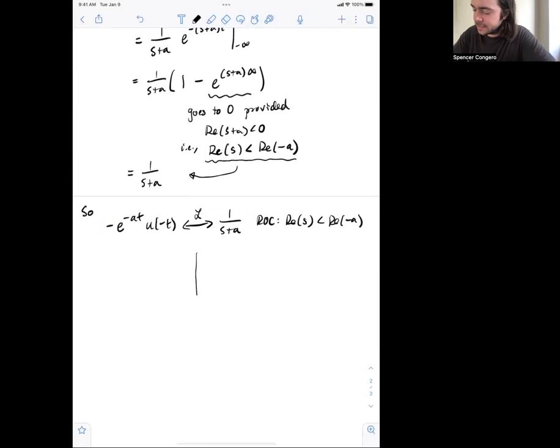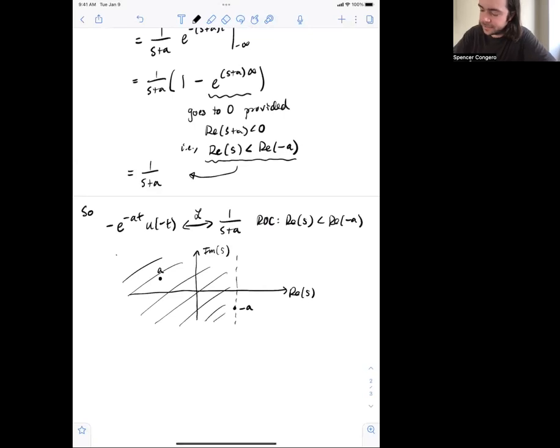Okay, so what does this look like? It's the real part of s, it's the imaginary part of s. Okay, and I'll just put a random a point there. Let's say that's a. Okay, then negative a would be right there. We need the real part of s to be less than the real part of negative a. So I can draw this little dotted line at the real part of negative a. And the ROC is going to be on this side. Okay, so this is my ROC.